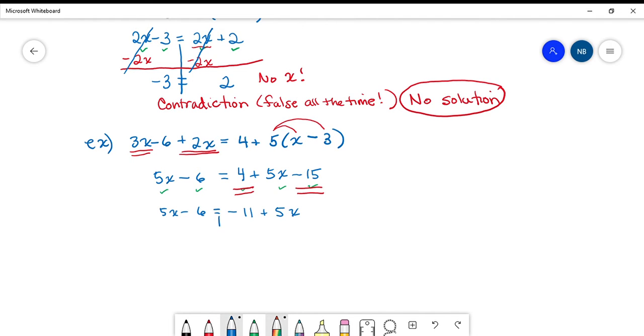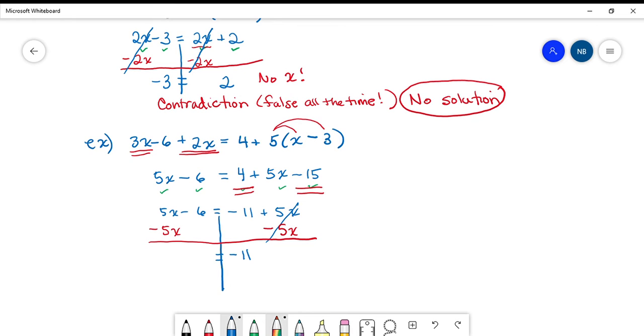Now notice I have 2 terms on each side. I have x's on both sides. So I am going to start by getting rid of the x on the right. And I do that using subtraction, because 5x minus 5x is 0. Leaving negative 11 on the right.